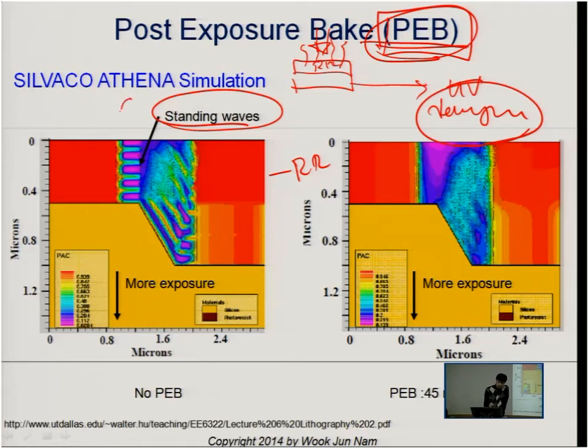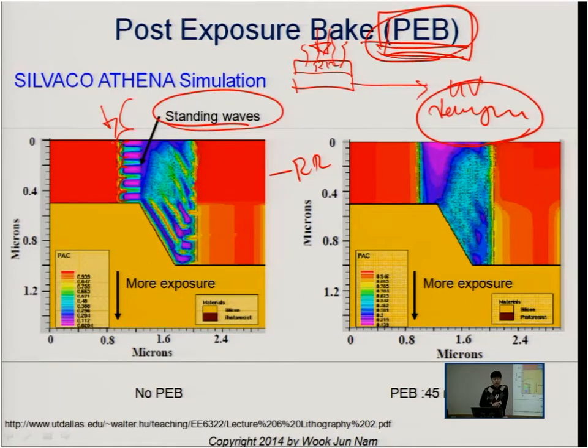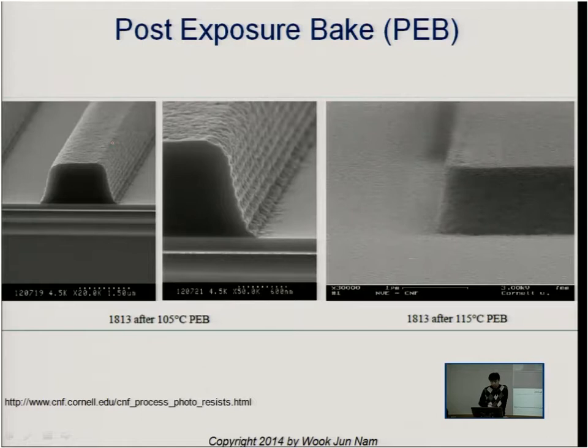So those kinds of wavelengths just cause these standing waves. If you develop without a post-exposure bake, you will have these standing waves on the side wall of your photoresist. If you do the post-exposure bake, you simply give more time for the polymers to rearrange.